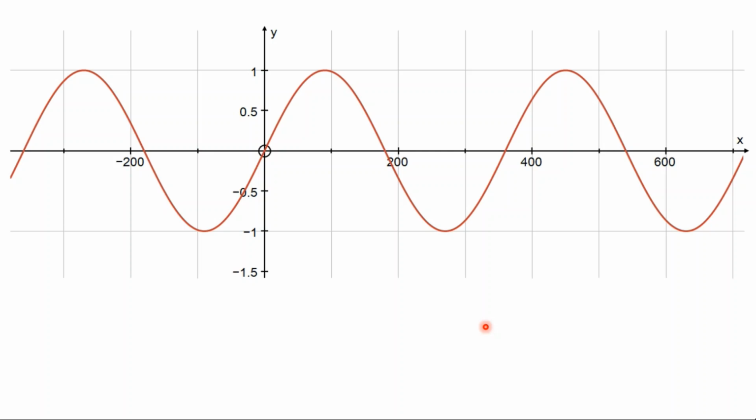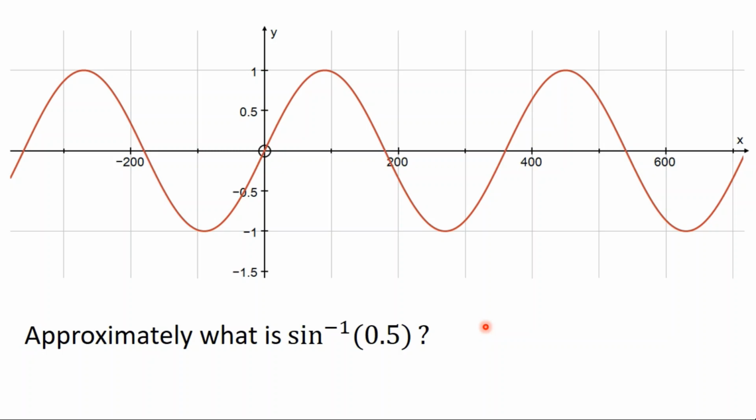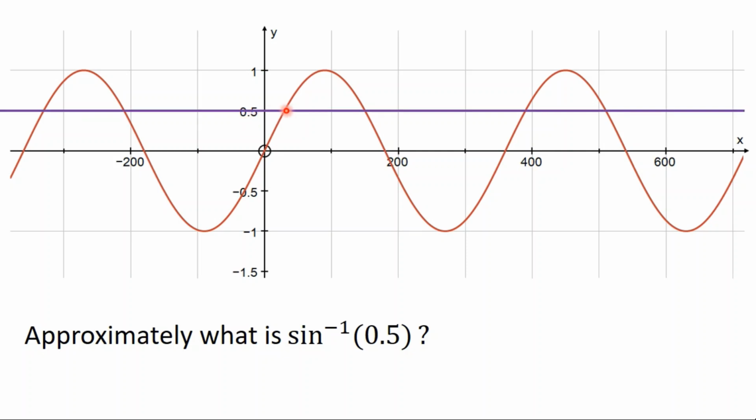Now, of course, we can also go in the opposite direction. So if I asked you what is inverse sine of 0.5, well, I'm going to go in the opposite direction. So I'm going to read it off the y-axis and then look at where that would be on the x-axis. So I'm going to draw my line in, just as I was before. Oh, but here's a problem. If I tried to find where that meets the x-axis, I've got loads. There's one over here, there's one over there.